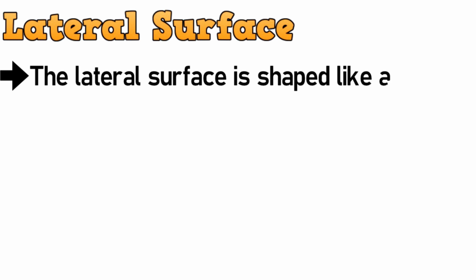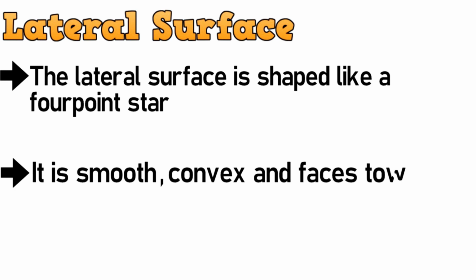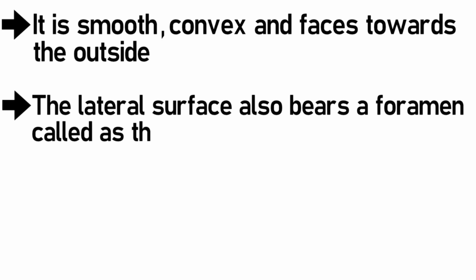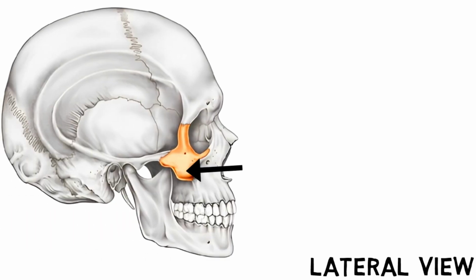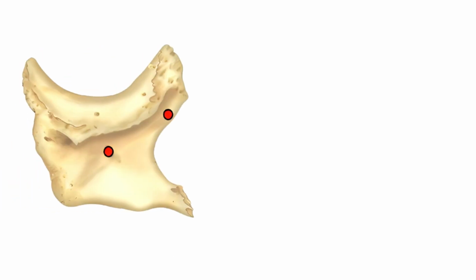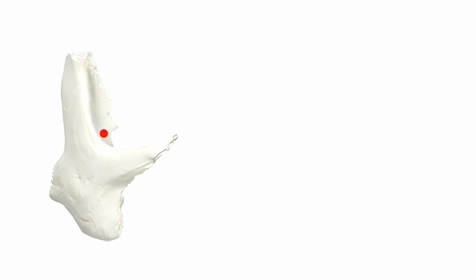The lateral surface is shaped like a 4-point star. It is smooth, convex, and faces towards the outside. The lateral surface also bears a foramen called as the zygomatic or facial foramen. Let's have a look. This is the lateral view of the skull, and this is the lateral surface of the bone. This small foramen which you can see is the zygomatic or facial foramen. Coming back to this mark. So this is nothing but the opening of the zygomatic or facial foramen on the posterior surface.